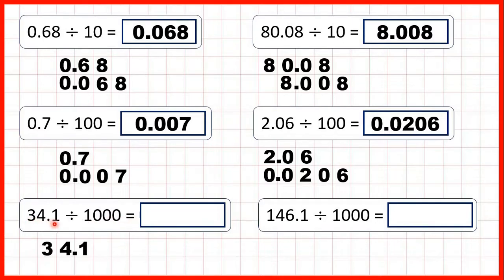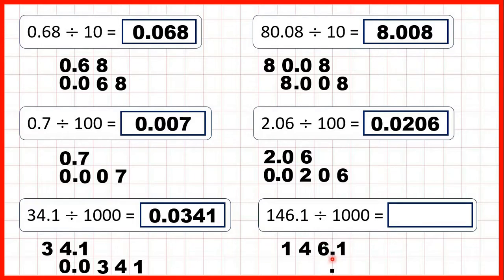Now we have 34.1. We can copy down the decimal point, but this time we're dividing by 1,000. Now we're dividing so digits move to the right, and in 1,000 we have 3 zeros, so digits need to move 3 squares to the right. So we can copy down this 1, 2, 3 squares to the right, do the same with the 4 and with the 3. Now we need to write zeros in the empty square after and before the decimal point to give us 0.0341.